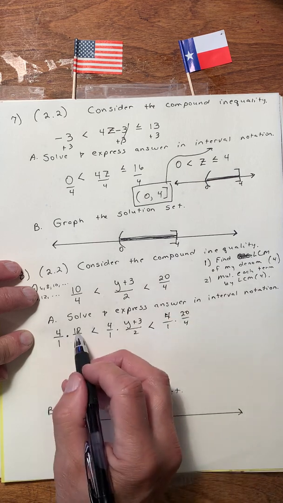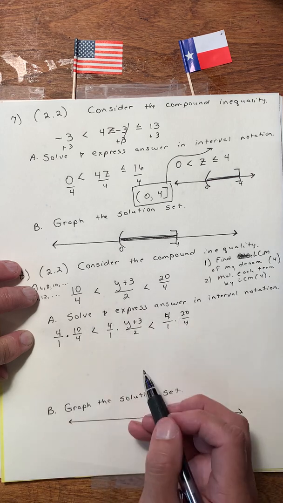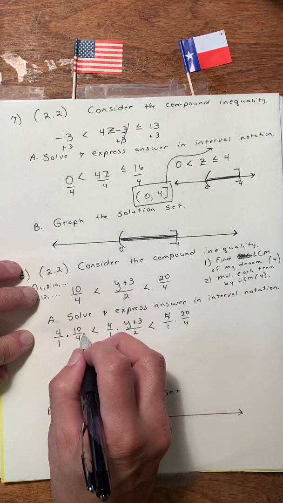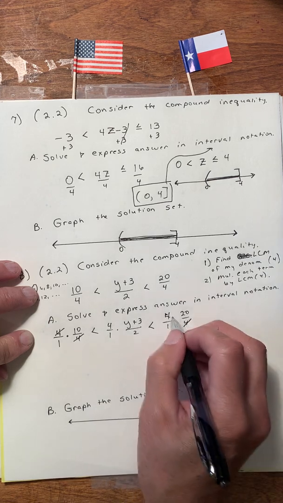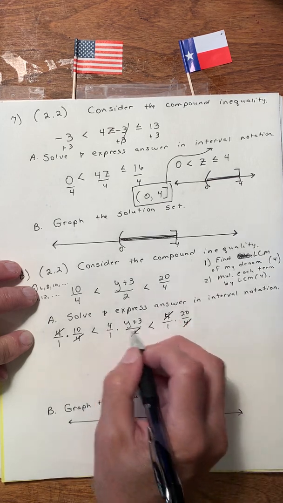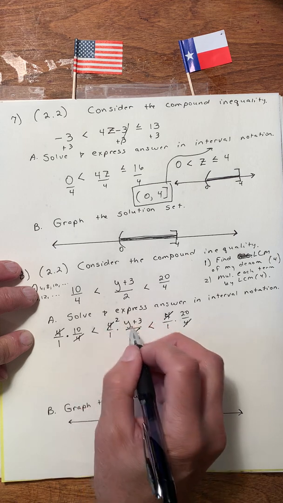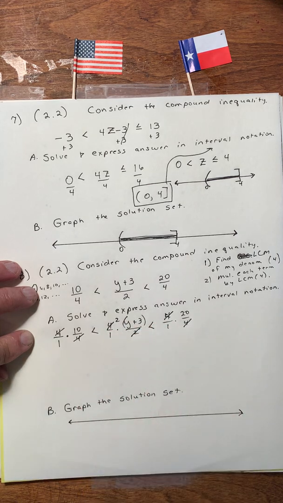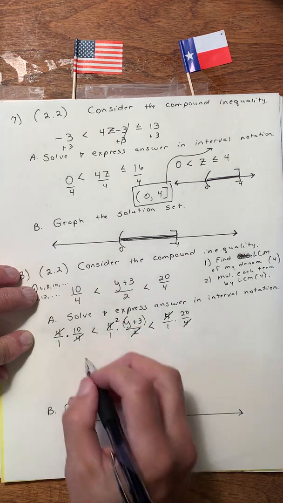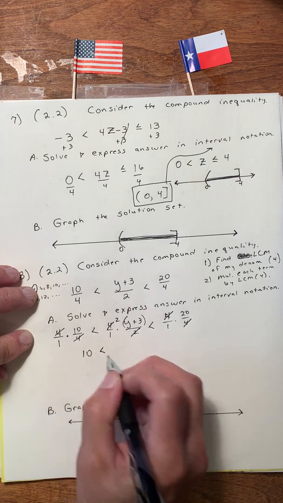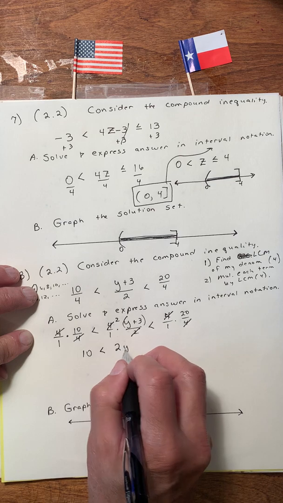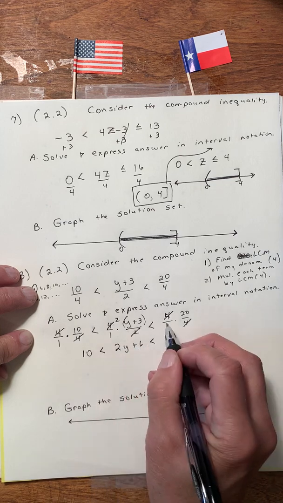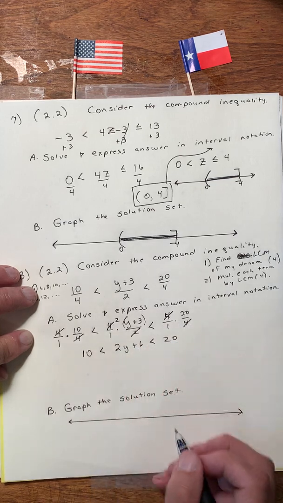Now, once again, do not multiply your tops. Do not multiply your numerators. Let your denominators cancel. 4 cancels with 4. 4 cancels with 4. 2 will go into 4 2 times. So look what I have over here. Just 10. A little distributive, 2y plus 6. Only thing I have over here is 20.